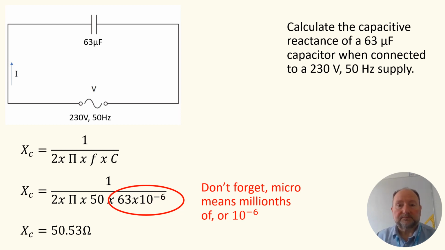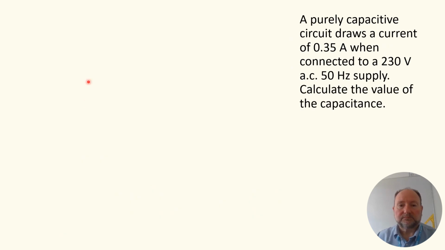On to the next one. Slightly more sticky question this time. A purely capacitive circuit draws a current of 0.35 amps when connected to a 230 volt 50 Hz supply. Calculate the value of capacitance.